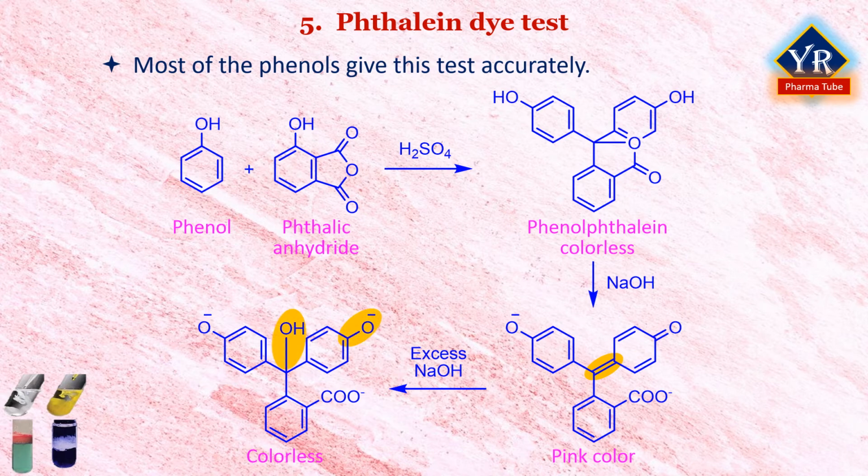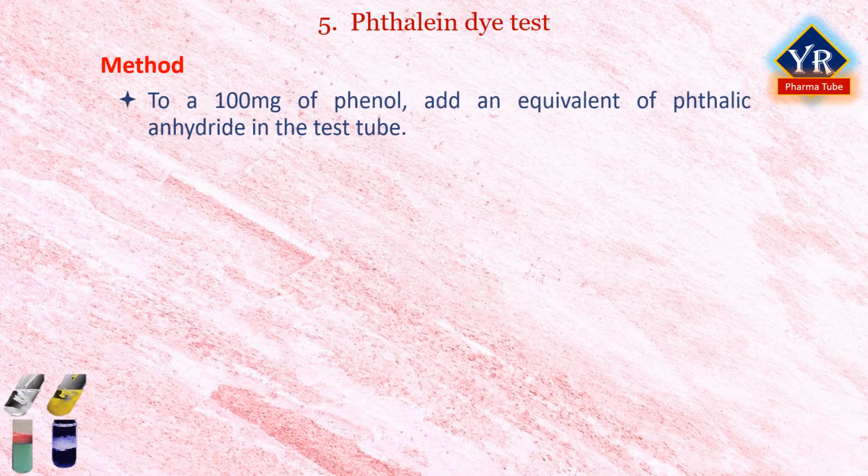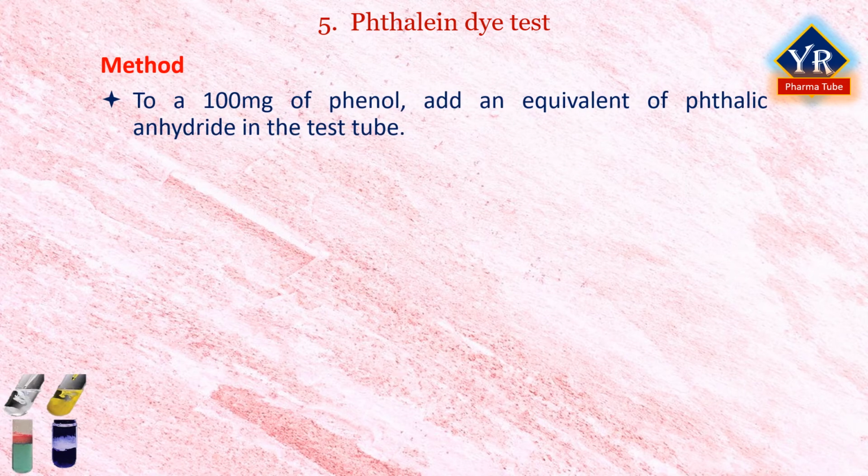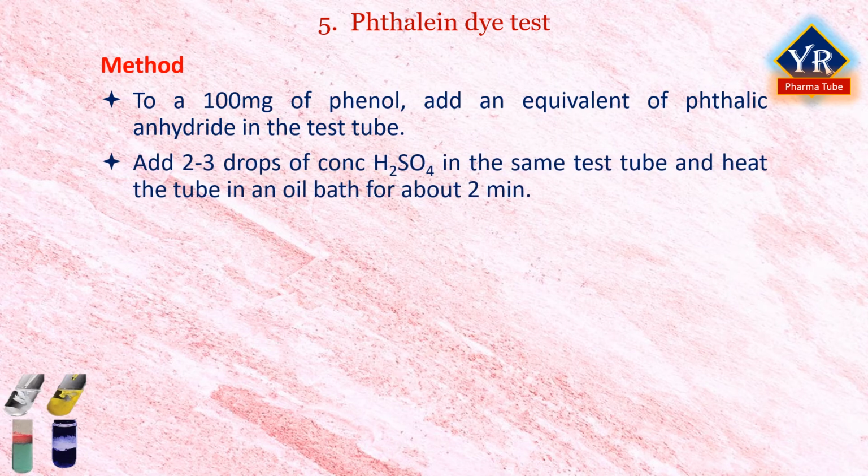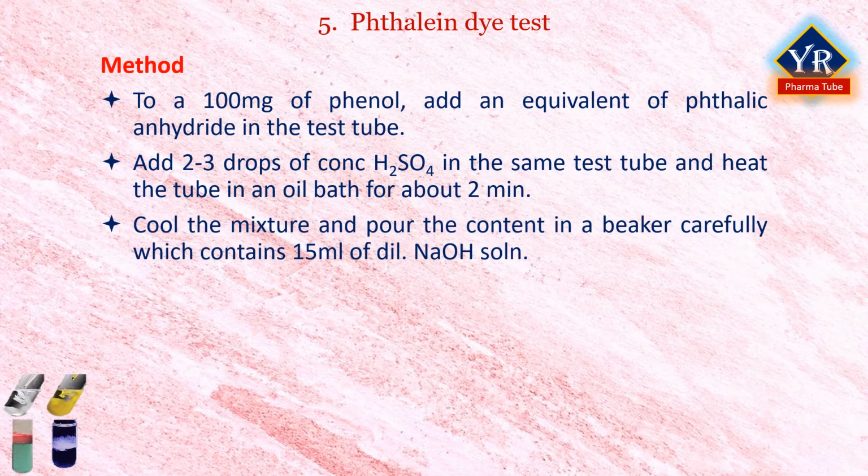See the reaction. Method. To 100 milligrams of the phenol in a test tube, add an equivalent amount of phthalic anhydride. Then add 2 to 3 drops of concentrated sulfuric acid in the same test tube in which sample and phthalic anhydride have been taken and heat the test tube in an oil bath for about 2 minutes. Cool the mixture and pour the content carefully into a beaker which contains 15 ml of dilute sodium hydroxide solution.